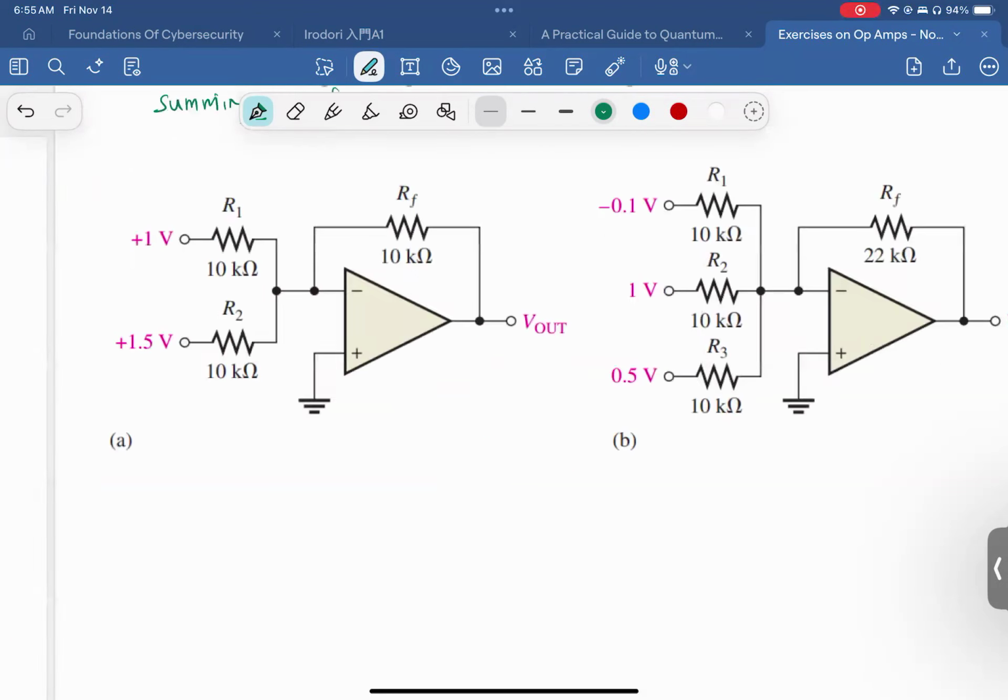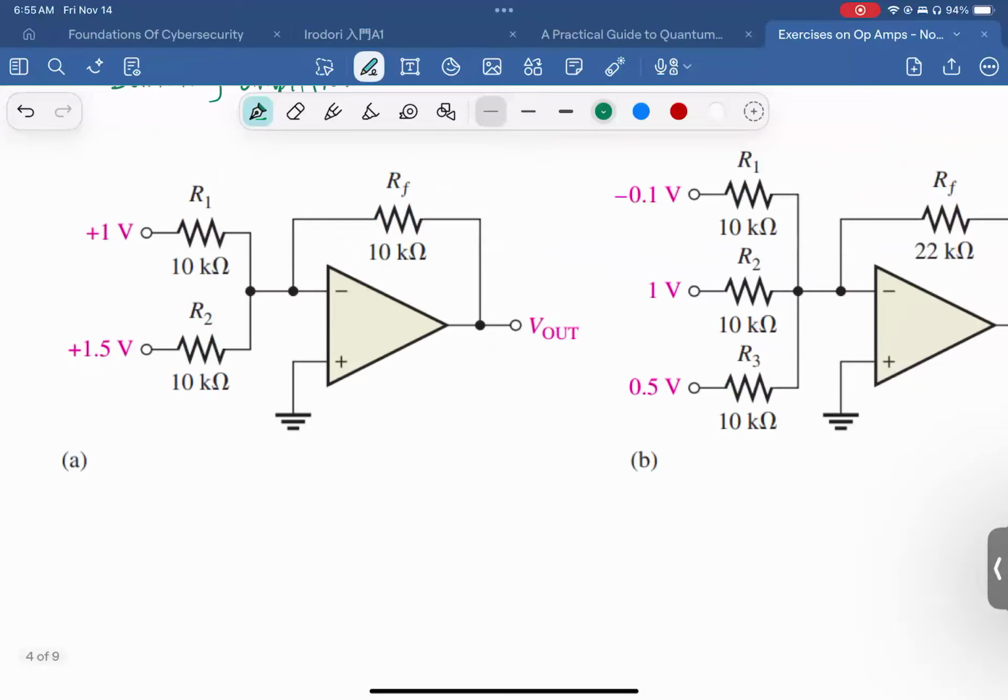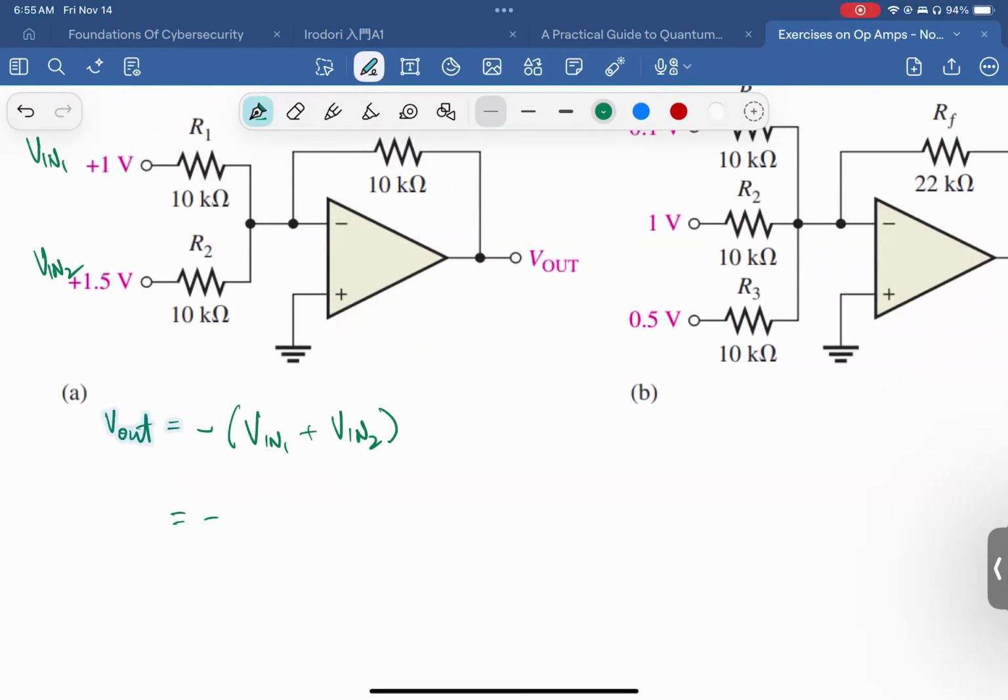Okay, so let's answer letter A first. So how do we solve this? Okay. So the output is simply given by negative V in 1 plus V in 2. Okay, ito ang tawagin natin na V in 1. Ito ay tawagin natin V in 2. So this will be just equal to negative 1 volt plus 1.5 volts or negative 2.5 volts. So yun yung kanyang output voltage.